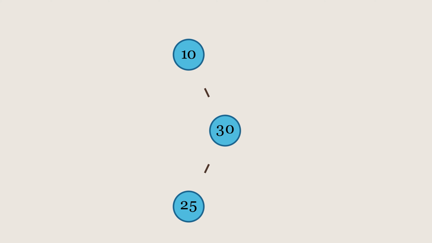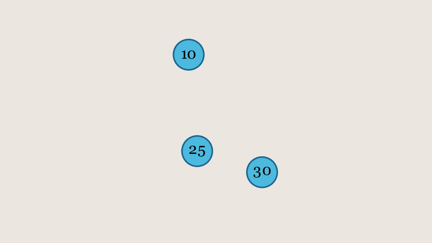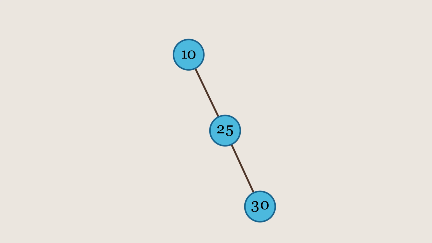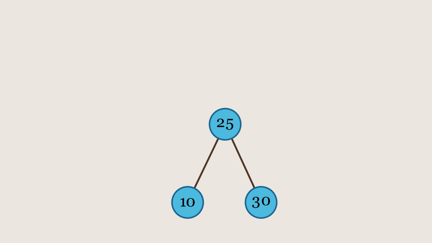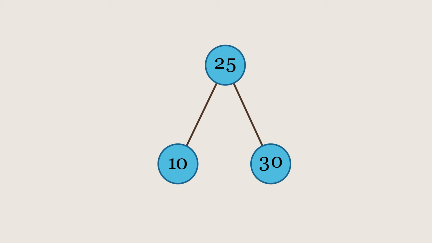Now imagine the tree forms a zigzag shape, like a right-left structure. In this case, we first need to perform a right rotation on the right child node. After that, we perform a left rotation on the top node to balance the tree. Keep these concepts in mind, as they will play a crucial role in the insertion and deletion operations.